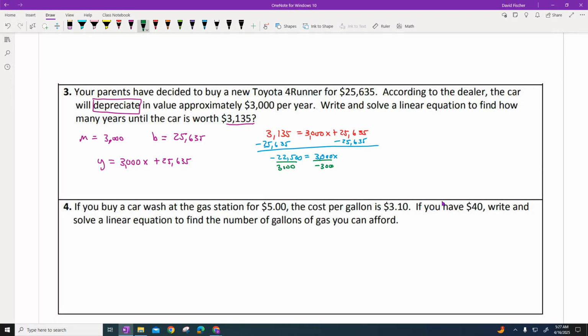I'm getting 7.5. Oh, you know what? Back over here. This is easy. We'll fix this. Depreciate means it's going down 3,000, so this should have been a minus 3,000 here. I just thought about that depreciation because I was seeing we had a negative number here, which didn't make sense. So we're still okay because this would have been a negative 3,000 right here.